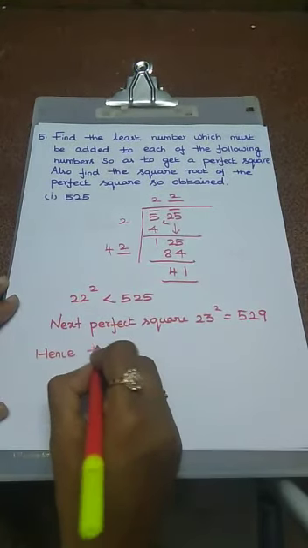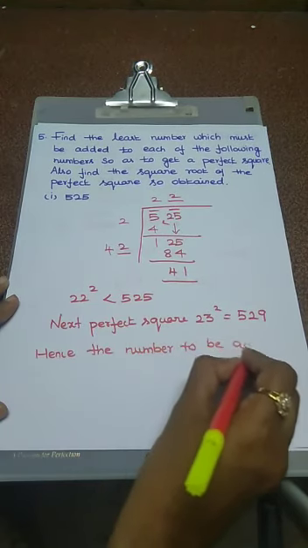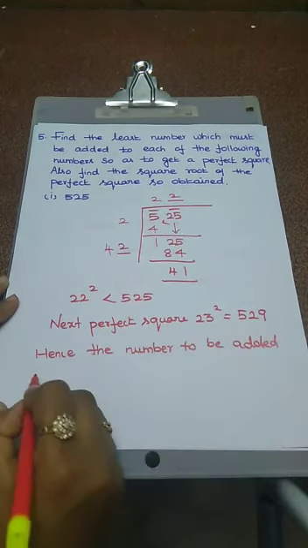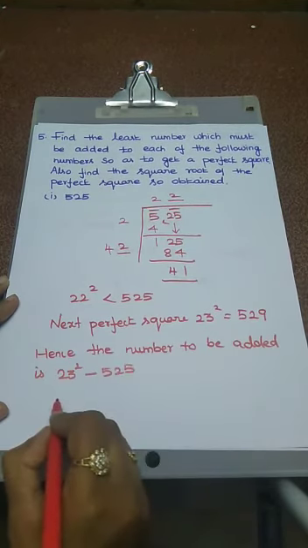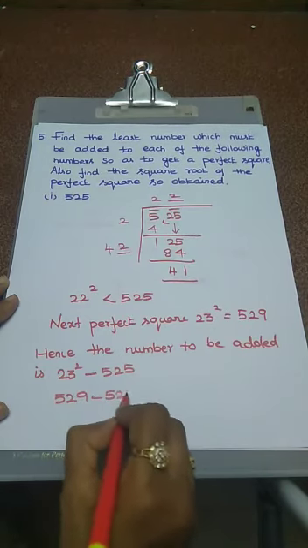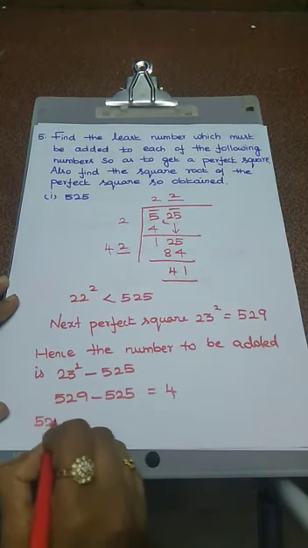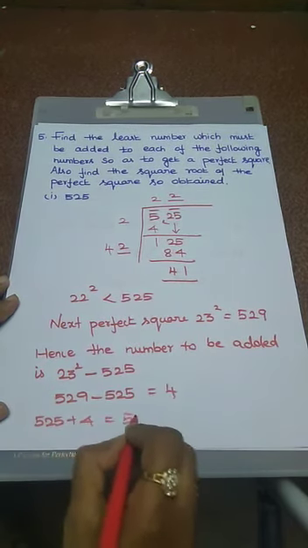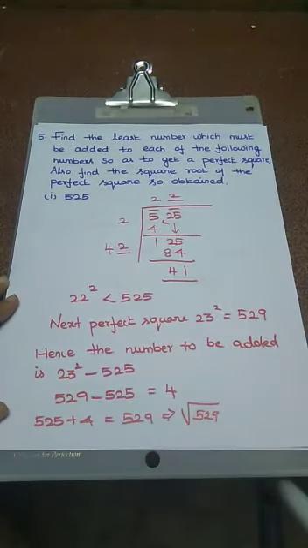Hence, the number to be added is 23 square minus 525. What is the value of 23 square? That is 529 minus 525. So the answer is 4. So the perfect square so obtained is 525 plus 4 is equal to 529. So what is the square root of 529? That is 23. So the square root of 529 is 23. That's all.